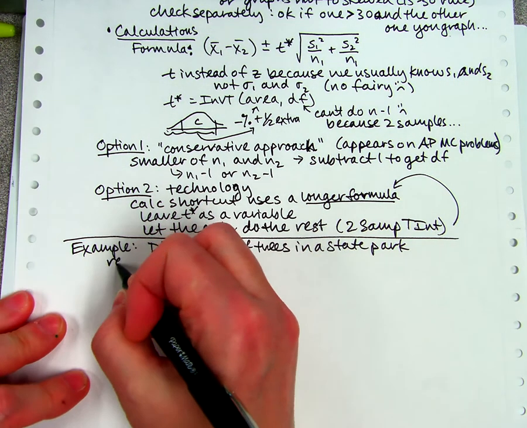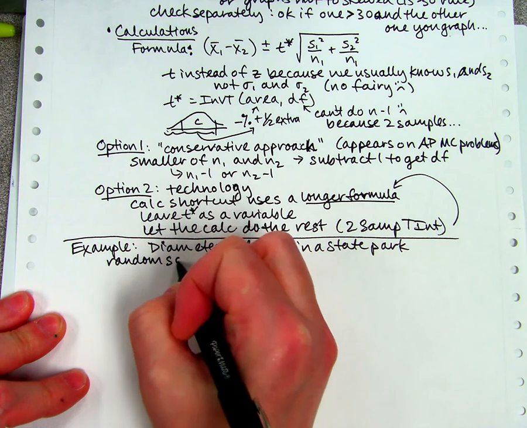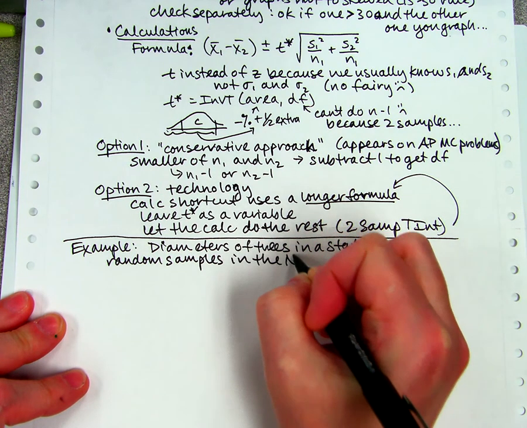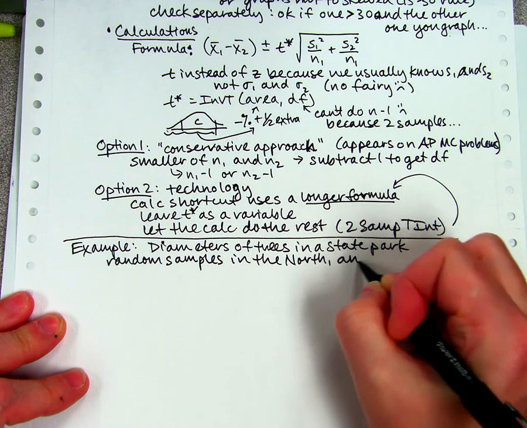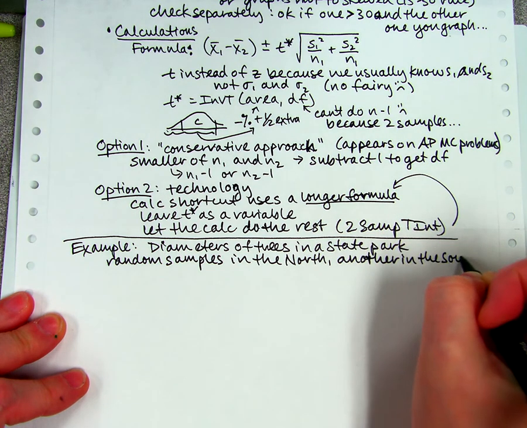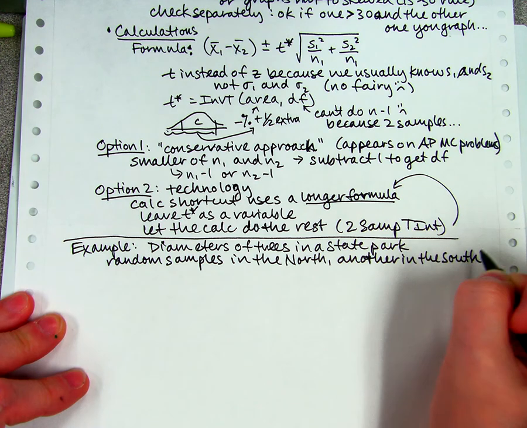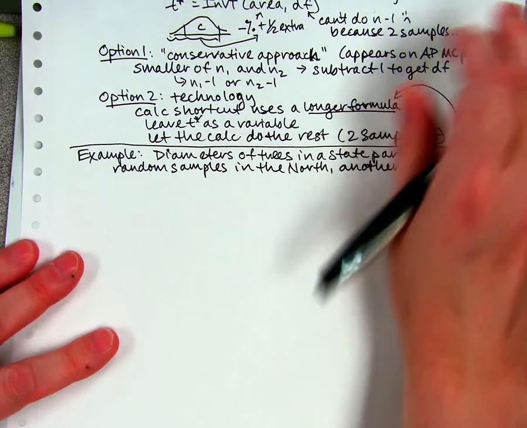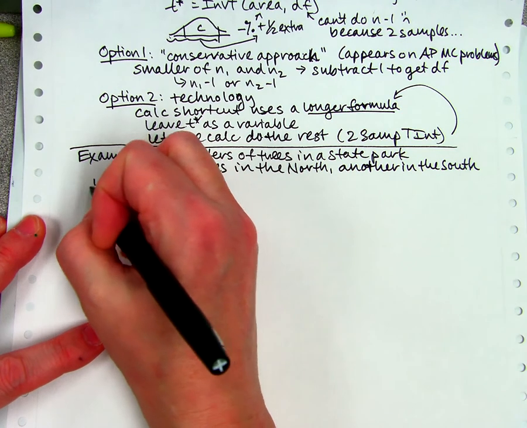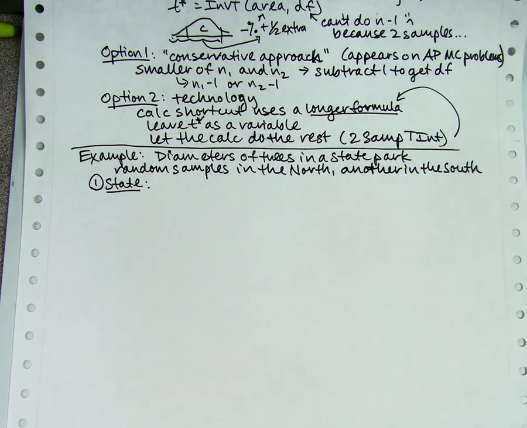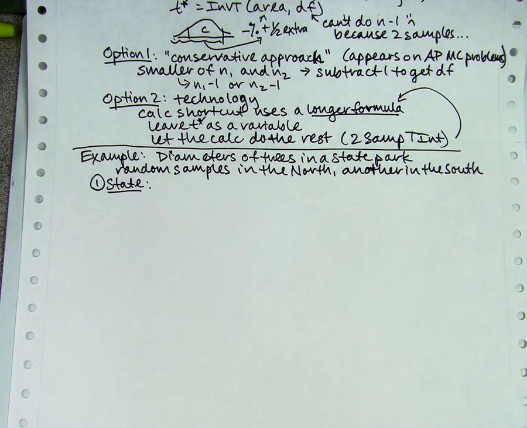So we take a random sample of trees in the north, another in the south, and we're going to do a difference of, I almost said proportions, difference of 2 means to see what the difference in diameters is. So I'm just going to start in on the 4 steps. I'm going to start with my state, and you guys should be getting so good at this. But remember, with confidence intervals, we only have to state the parameter and the confidence level. We don't have to write hypotheses.